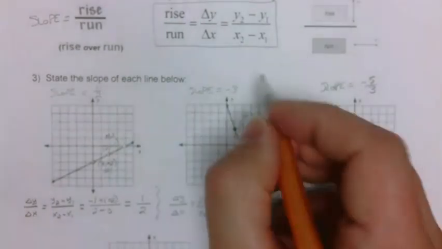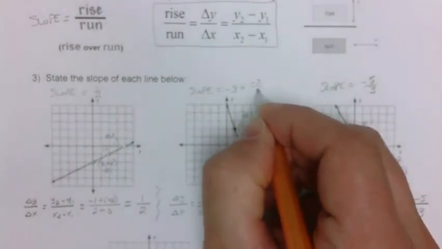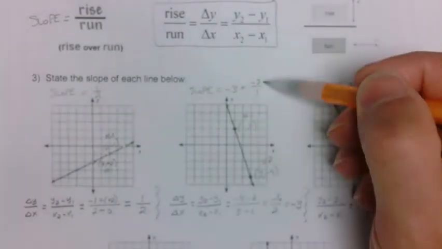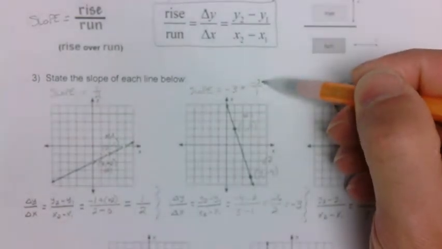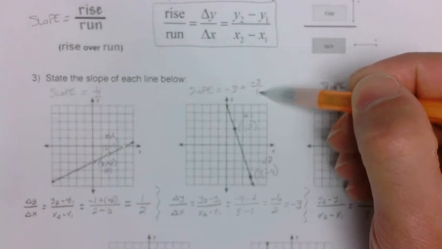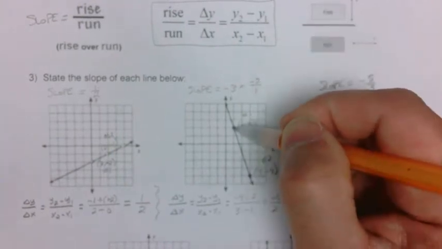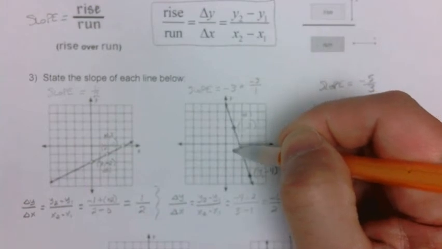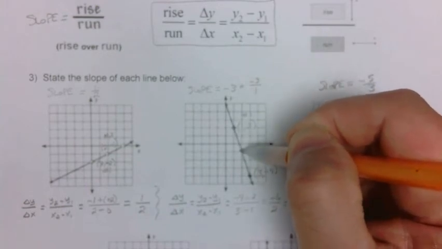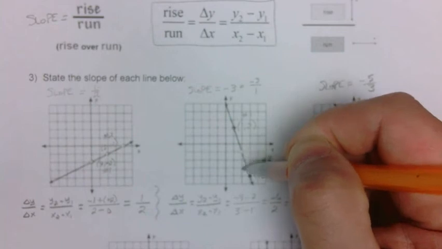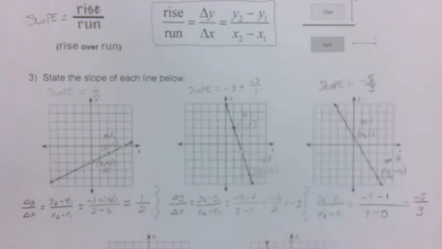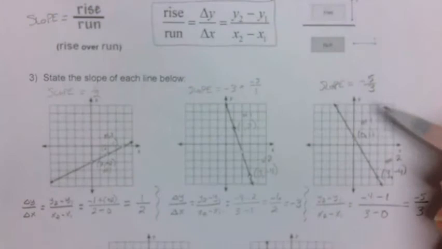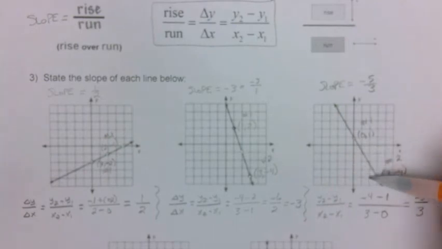A slope of negative 3 is the same as negative 3 over 1. So again, the rise is negative, which means we're actually going to be going down 3 and then to the right 1. So here's my point. If I go down 3, 1, 2, 3, to the right 1, that point is on the line. If I go down 3 to the right 1, again, that point is on the line. Same thing with the slope of negative 5/3. I would go down 5 to the right 3. 1, 2, 3, 4, 5 down to the right 3 gets me to the next point.